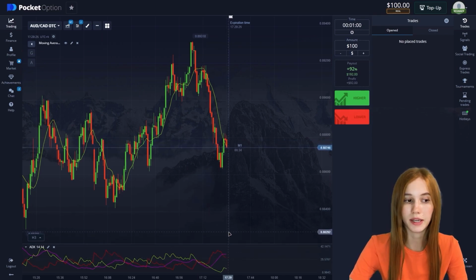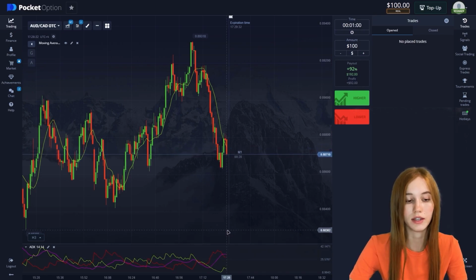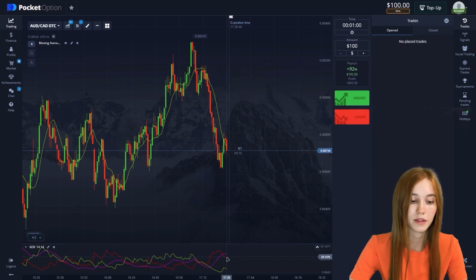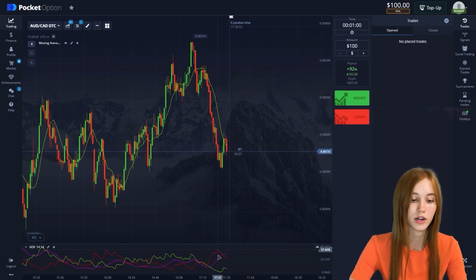ADX works on many tools on any time intervals. It allows you to evaluate the strength of a trend at a certain point in time. The stronger the trend movements, the higher the ADX value. What does it mean? The red line is a downward trend, the green line ascending. The purple line shows the strength of the trend.